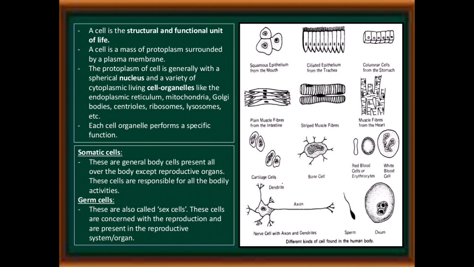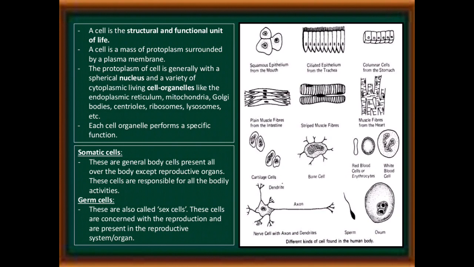As you know, a cell is the structural and functional unit of life. A cell is a mass of protoplasm surrounded by a plasma membrane. The protoplasm of a cell is generally with a spherical nucleus and a variety of cytoplasmic living cell organelles like the endoplasmic reticulum, mitochondria, Golgi body, centrioles, ribosomes, lysosomes, etc. Each cell organelle performs a specific function.